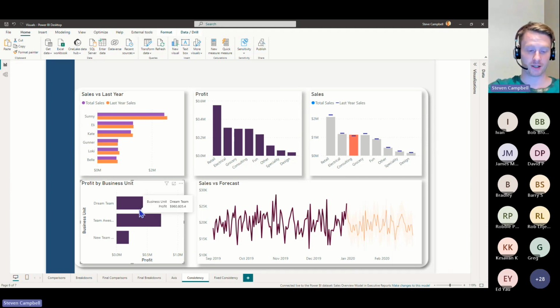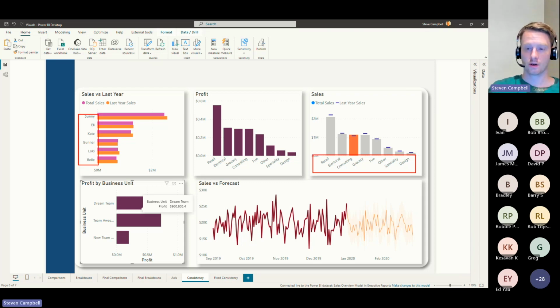So the second thing I'm going to do is, okay, I can see here, I've got sales versus last year by salesperson. And then I've got sales versus last year by category.